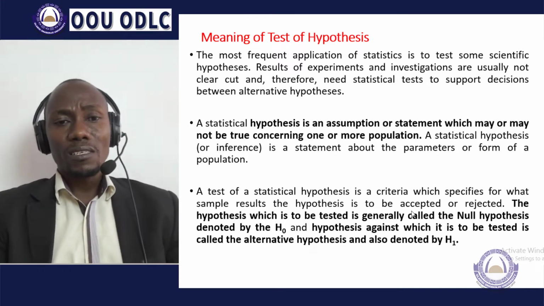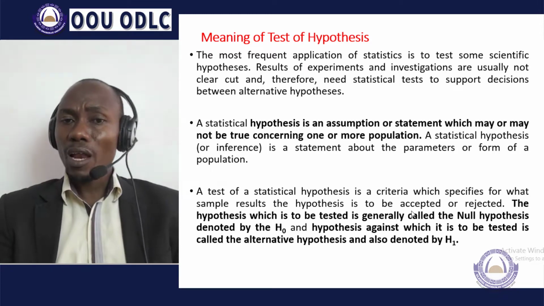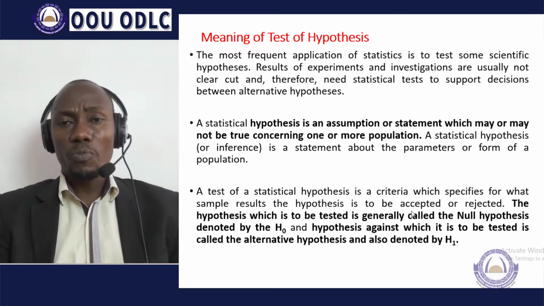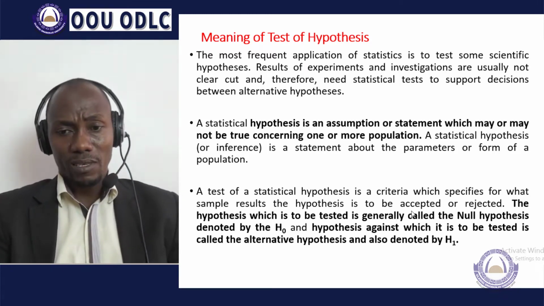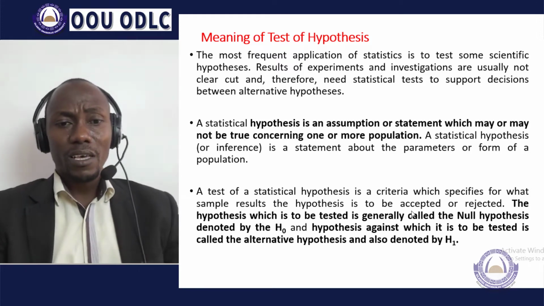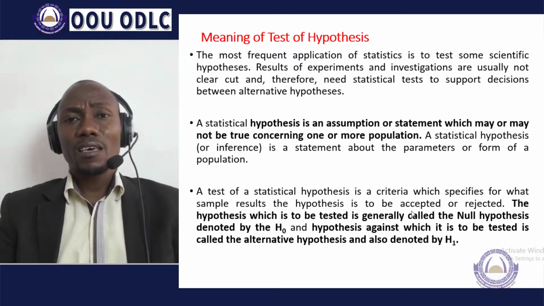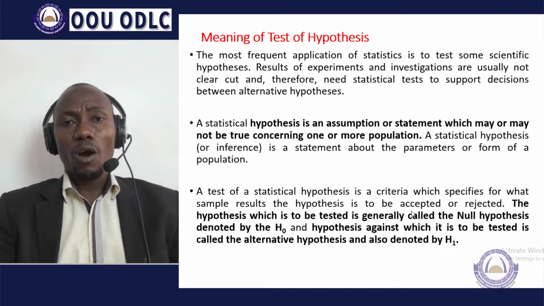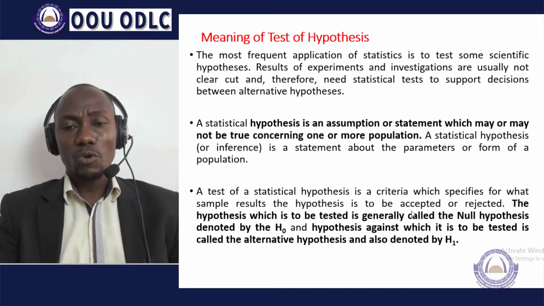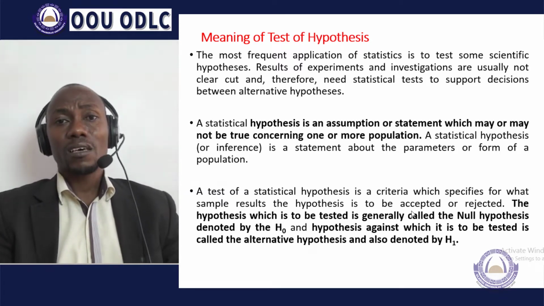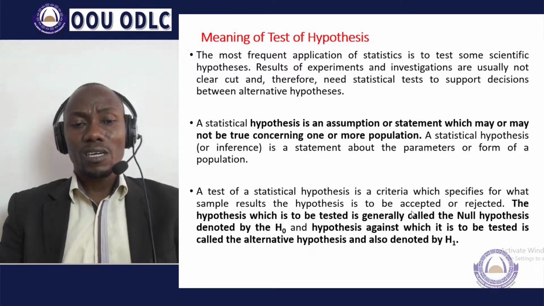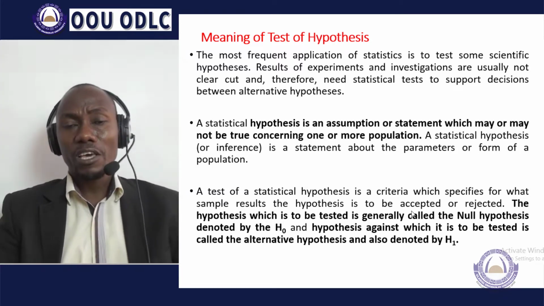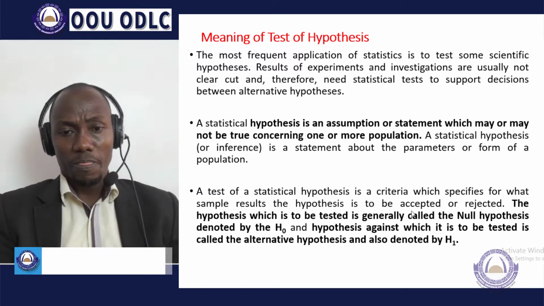So a statistical hypothesis could be a null hypothesis or an alternative hypothesis. A null hypothesis is that hypothesis that is set about your population upon which you are interested to conduct scientific investigation. And this hypothesis is represented by default as H subscript naught.